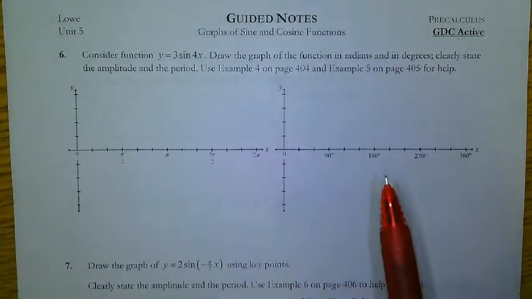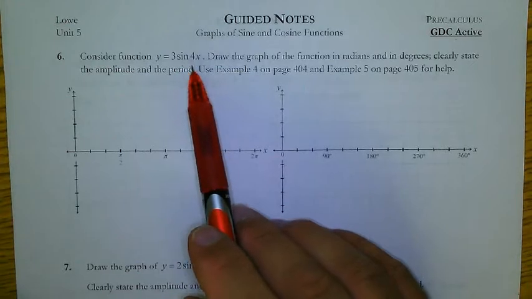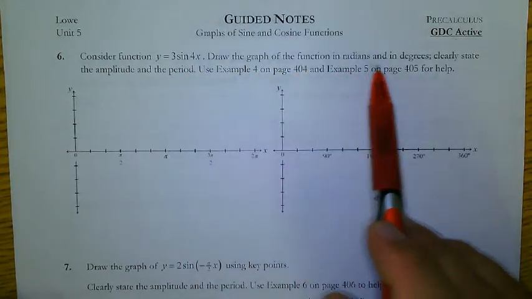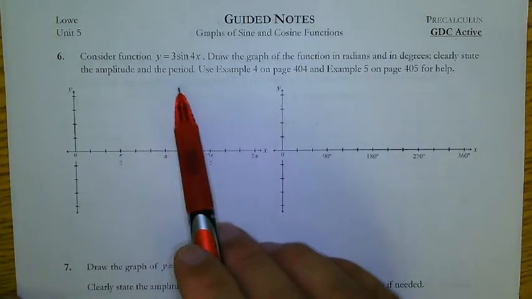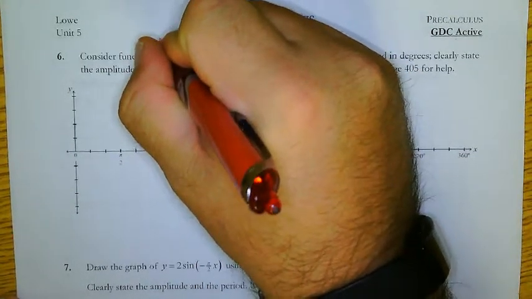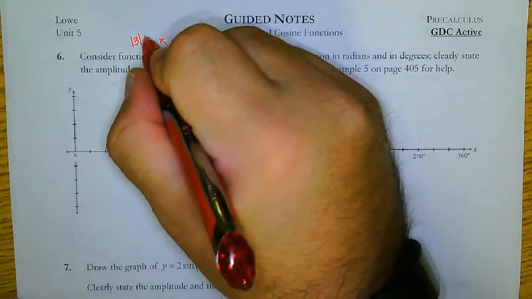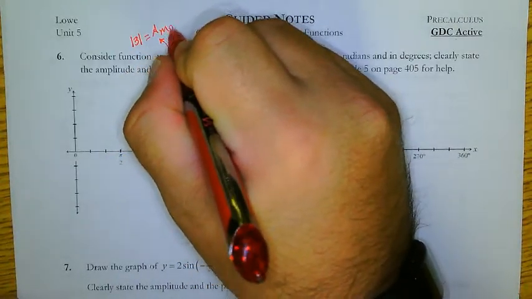So let's try graphing some of these items. Okay, so let's say we have the function y equals 3 sine 4x. We want to draw the graph of the function in radians and in degrees, clearly state the amplitude, clearly state the period. Alright, well, the magnitude of the leading coefficient is the amplitude.